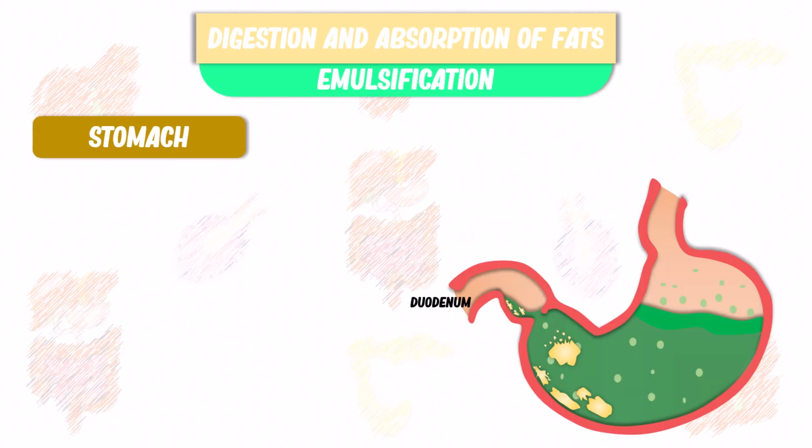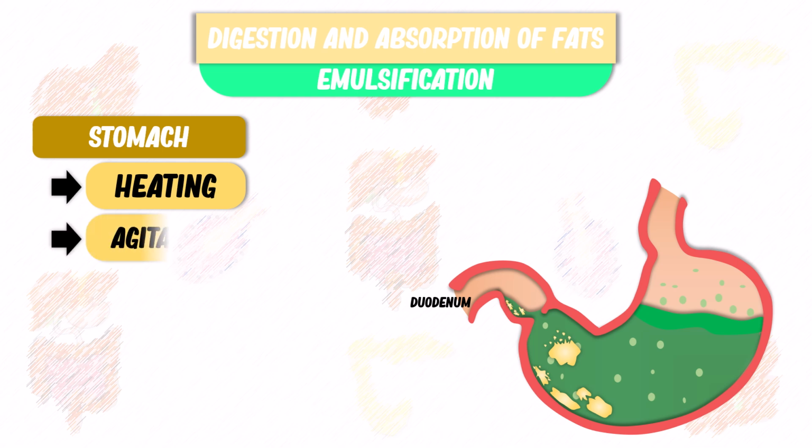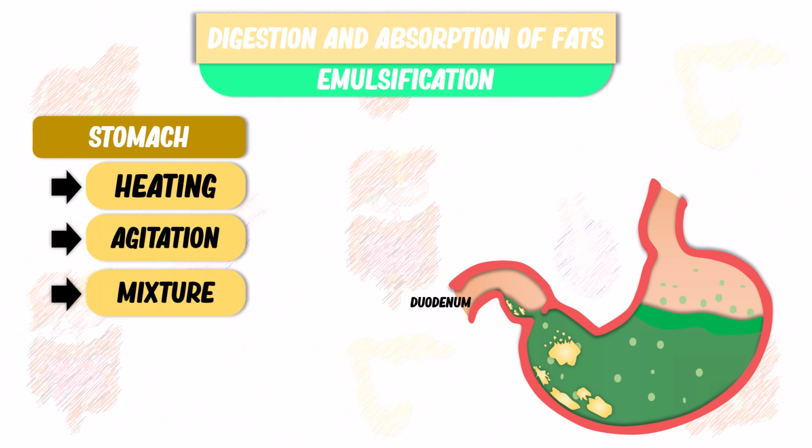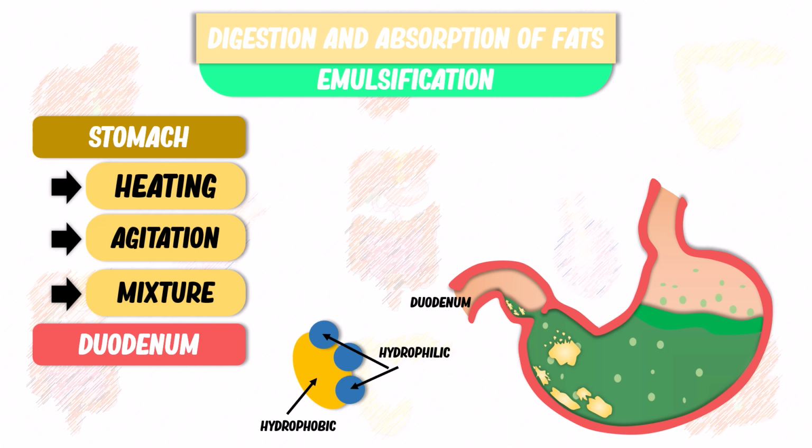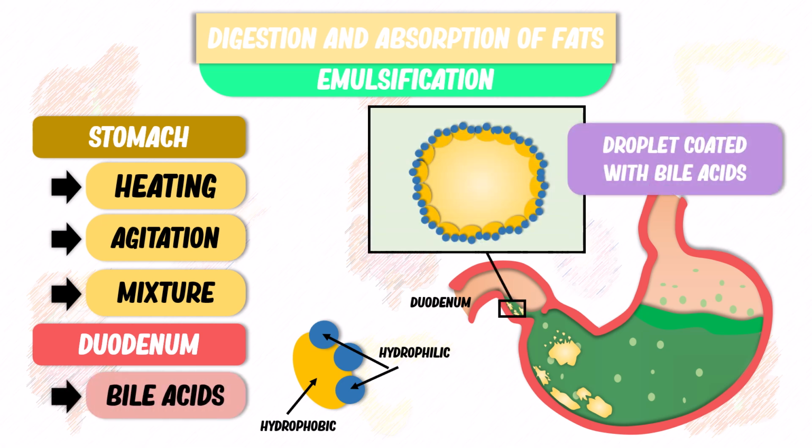Emulsification begins in the stomach, where lipids are warmed and agitated in the distal stomach, breaking down fat globules before reaching the duodenum. In the duodenum, bile acids, a key bile component, complete the emulsification process.